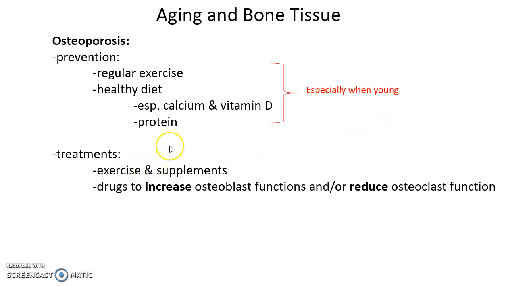So when you get older, continue exercising, continue eating healthy. That will help maintain the bone tissue. You won't be building up bone mass, but at least you won't be losing it, or at least not losing it too quickly. And then for people who do have osteoporosis, there are drugs that they can take to increase osteoblast function or reduce osteoclast function.